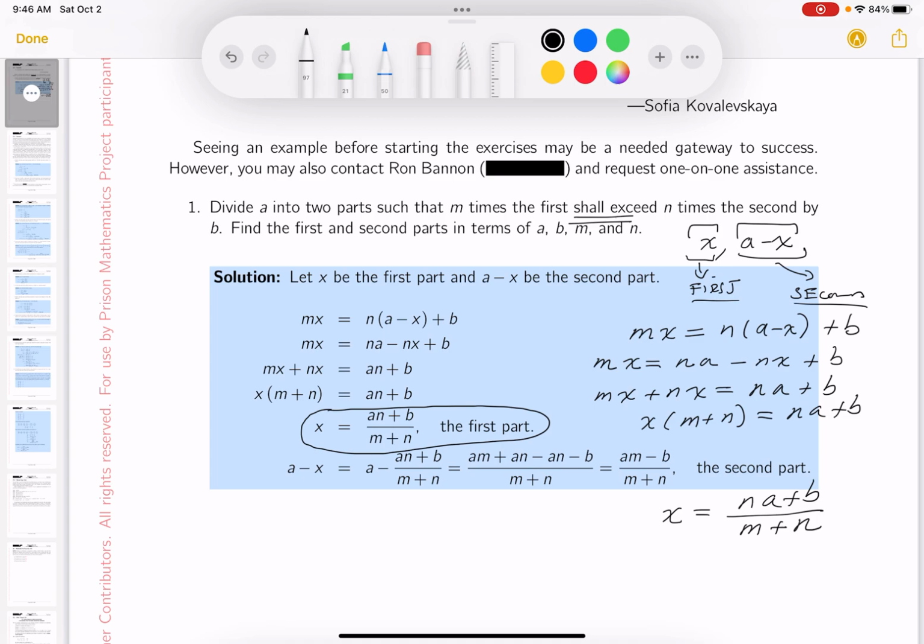Yeah. Now someone says, oh, you wrote NA, they wrote down AN. Well, you know me, I do like to write things in alphabetical order, so I'm going to say that's reasonable. But this is also fine. There's nothing wrong with that. All right, so NA plus B over M plus N.